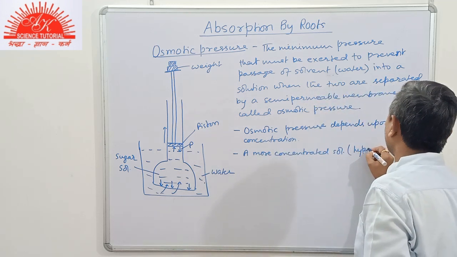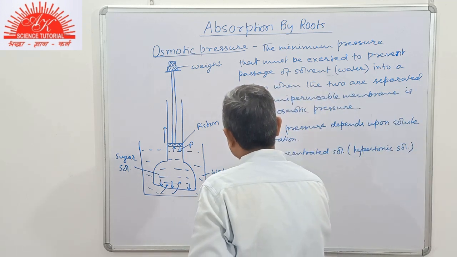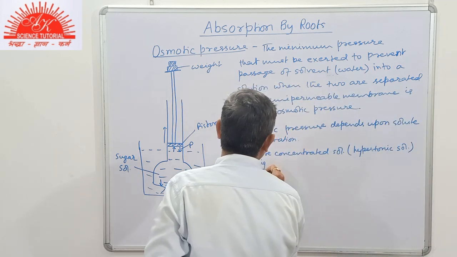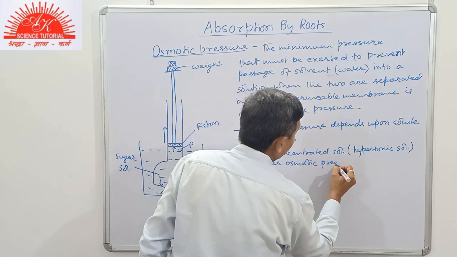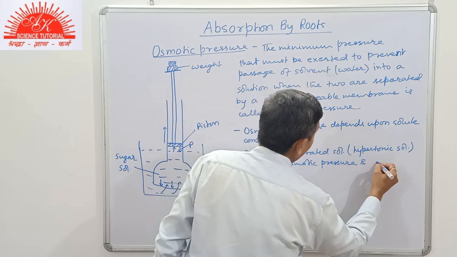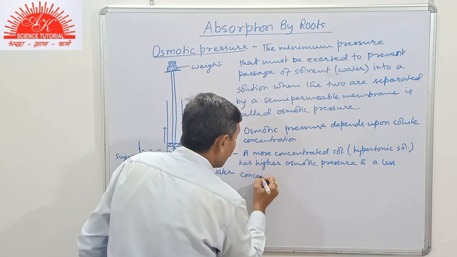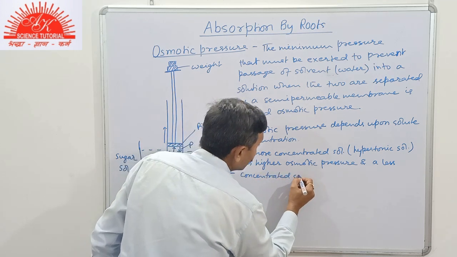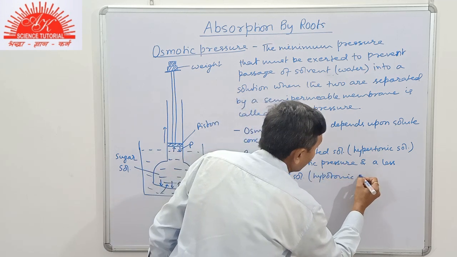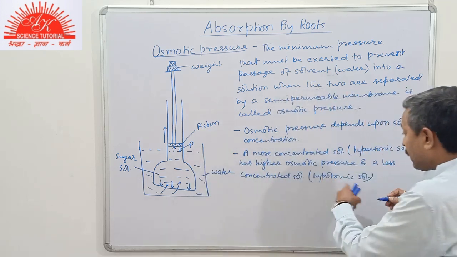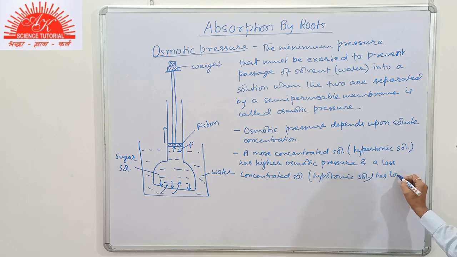So we can write here, a more concentrated solution, that is hypertonic solution, has higher osmotic pressure, and a less concentrated solution, that is hypotonic solution, has low osmotic pressure. We will define these later on.